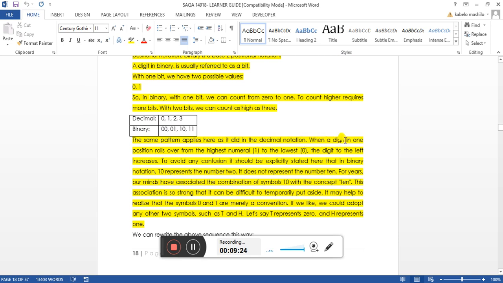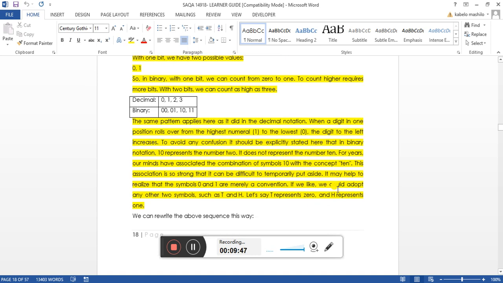When a digit in one position rolls over from the highest numeral 1 to the lowest 0, the digit to the left increases. To avoid any confusion, it should be explicitly stated here that in binary notation, 10 represents the number 2. It does not represent the number 10. For years, our minds have associated the combination of symbols 10 with the concept ten. This association is so strong that it can be difficult to temporarily put aside.